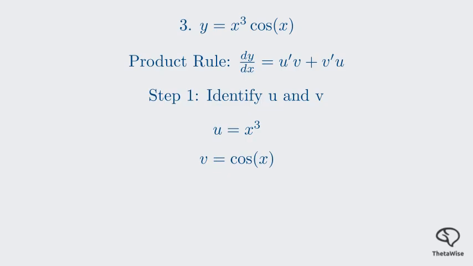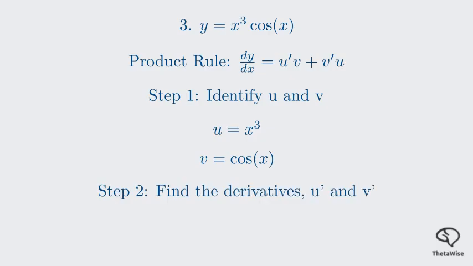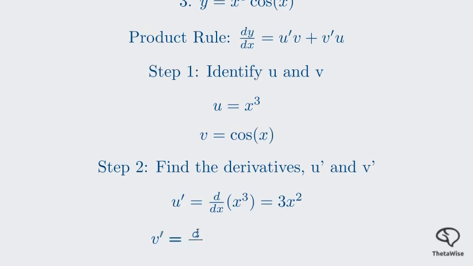Next, we find the derivative of each of these, u prime and v prime. Using the power rule for u, the derivative of x cubed is 3x squared. Using the standard derivative rules, the derivative of cosine x is -sine x. Remember to memorize these standard derivatives. Now we have all the pieces we need to plug into our product rule formula.